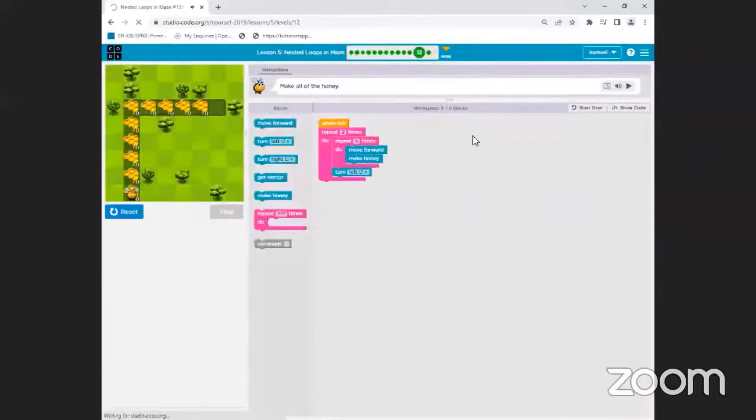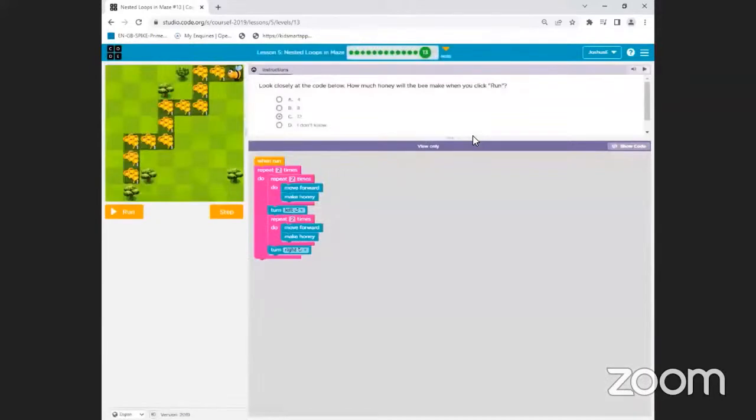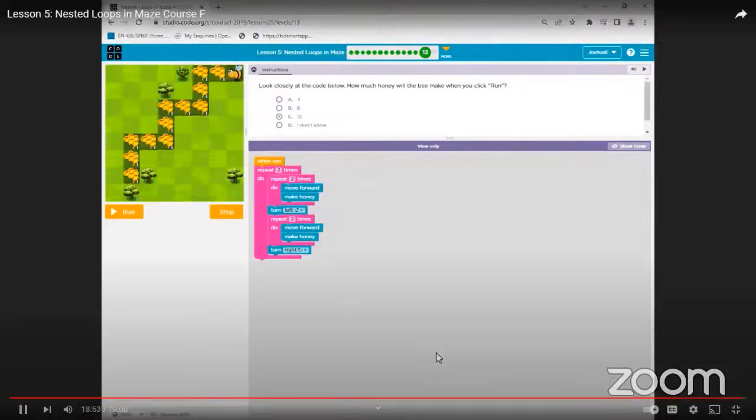Okay, that's good. And now there's the last level. Look closely at the code below. How much honey will the bee make when you click run? I've already done this one, and I put my answer as 12. But when you come and do this, you can put your own answer. So that's all that we have right now.